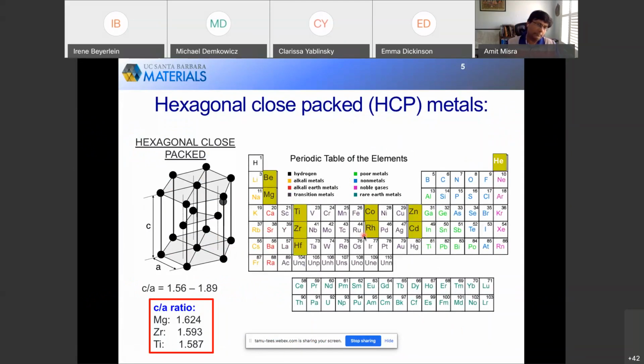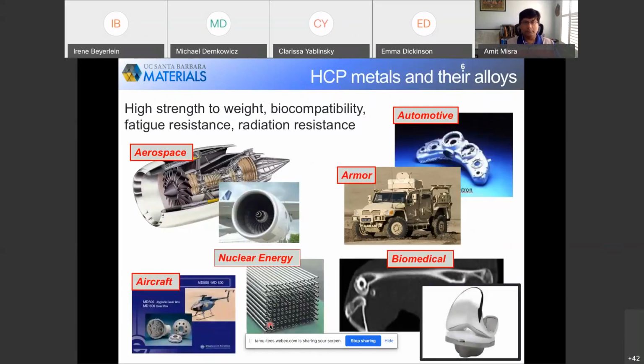I also want to give you an example on the periodic table here, some of the structural metals that have an HCP structure at ambient temperatures and pressures: beryllium, magnesium, titanium, zirconium, for instance, zinc, cadmium. These are just some of the examples. These and their alloys have an HCP crystal structure.